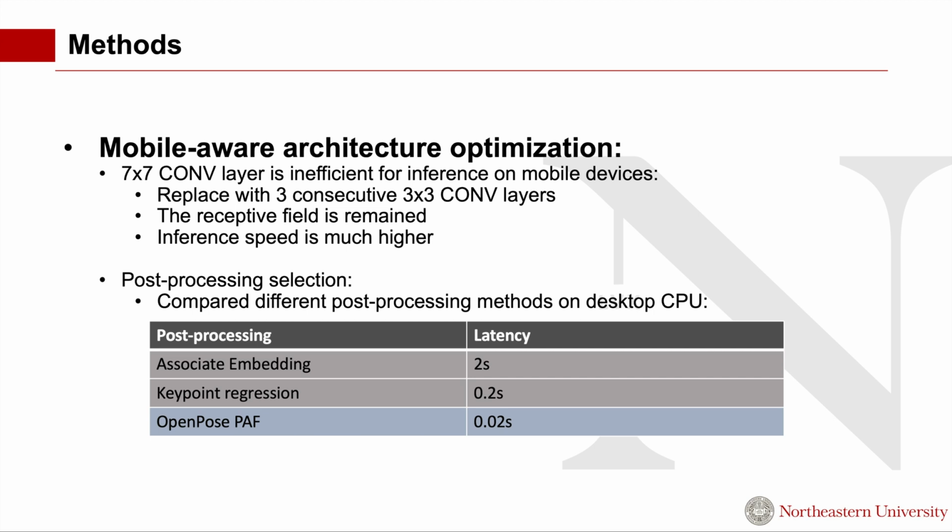In order to implement the pose estimation application on mobile devices, some mobile-aware architecture optimizations are needed here. The 7x7 convolution layer is inefficient for inference on mobile devices, so we replace it with 3 consecutive 3x3 convolution layers so that the receptive field is retained, but the inference speed is much higher. As for the post-processing, we compared different post-processing methods on desktop CPU and found that the PF method performs better than the others.